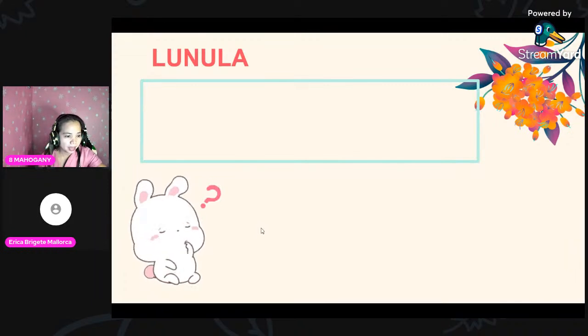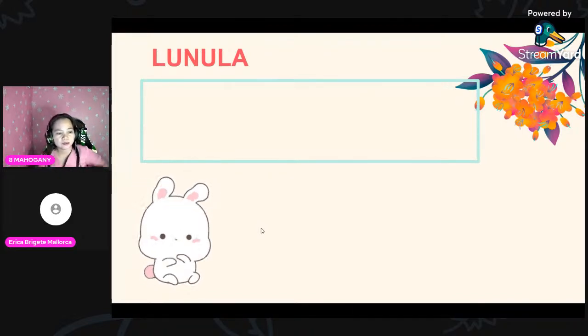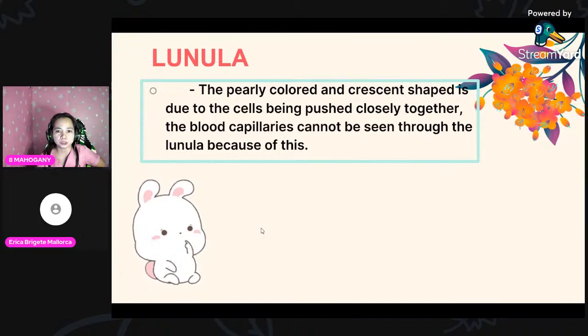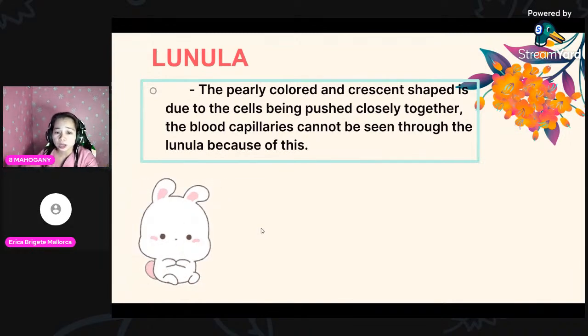So, Anne de la Paz, Villanueva, then Juliana, si Juliana and Erica, Vance, you have the point. So, you have your 5 points. So, for lunula, the pearly colored and crescent shaped is due to the cells being pushed closely together. The blood capillaries cannot be sent through the lunula because of this. Okay, so kanina yung pinapakita ko sa inyo na sample pictures, ma-identify natin kung saan part yung lunula. Okay po? So tandaan nyo po yun.